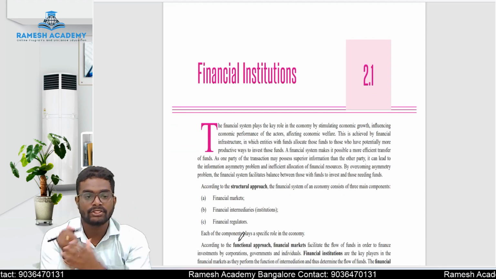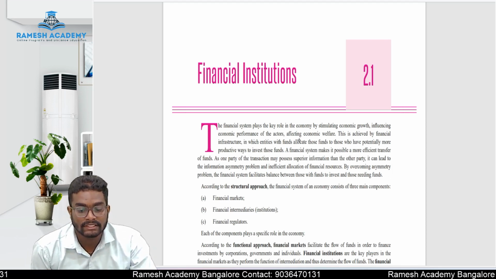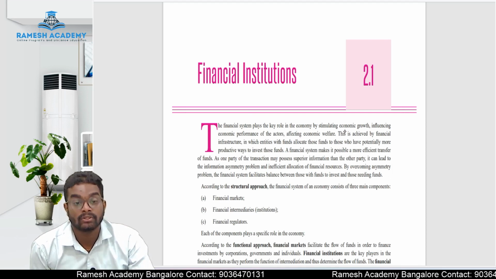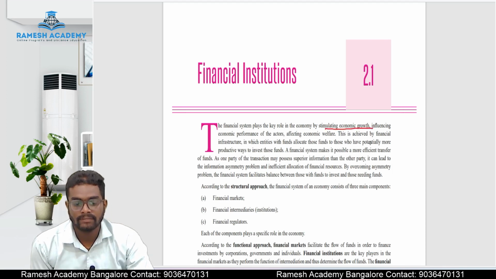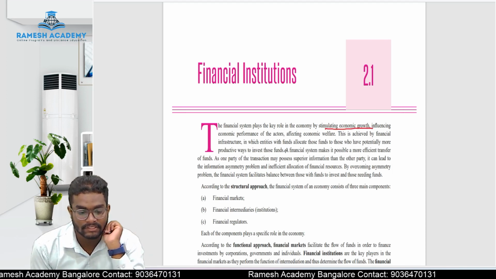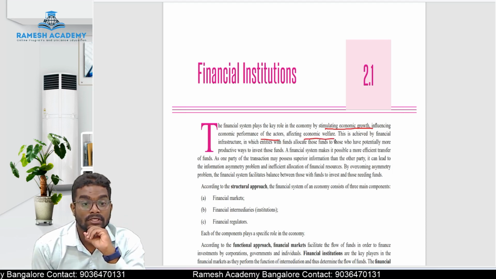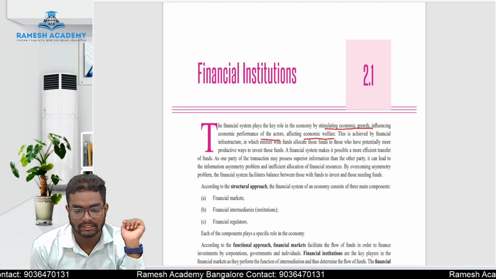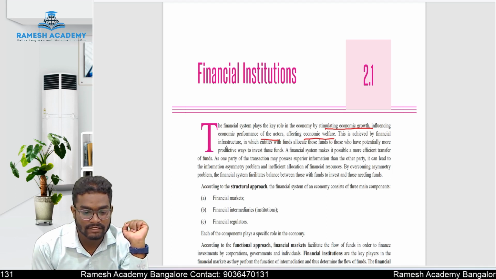So financial institutions. The financial system plays the key role in the economy by stimulating economic growth. The main role of the financial system is to stimulate economic growth, influencing economic performance of the actors, affecting economic welfare. So the financial institutions are very much concerned with the economic growth of the country. So how can this be achieved? This can be achieved by financial infrastructure.